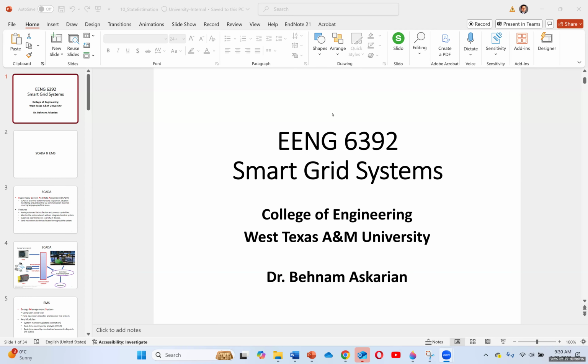In the previous class, we spoke about power flows. We saw some examples and we spoke a little bit about control systems and smart grids as well, different types of monitoring and control systems in smart grid. This week, we're going to speak about SCADA and EMS.